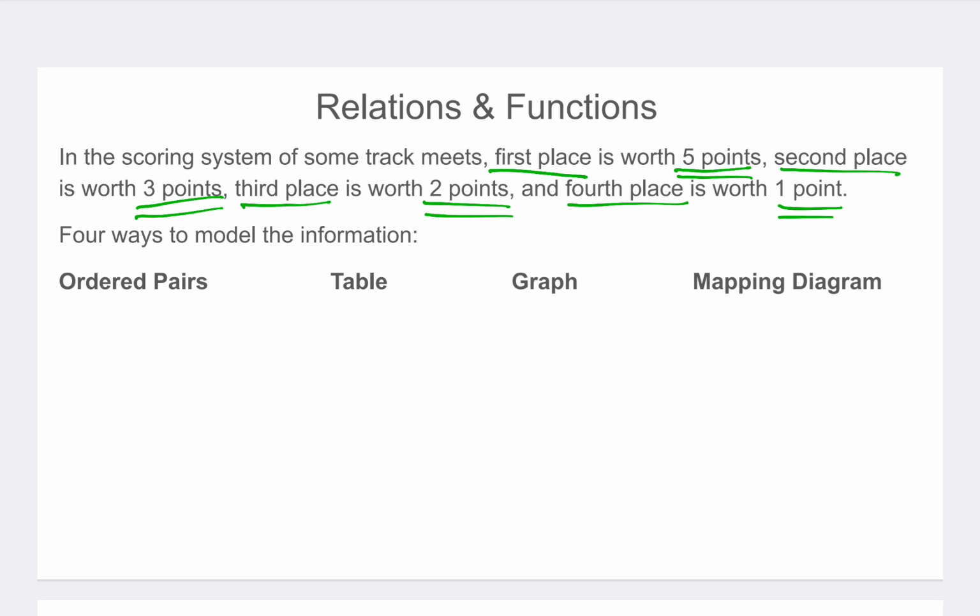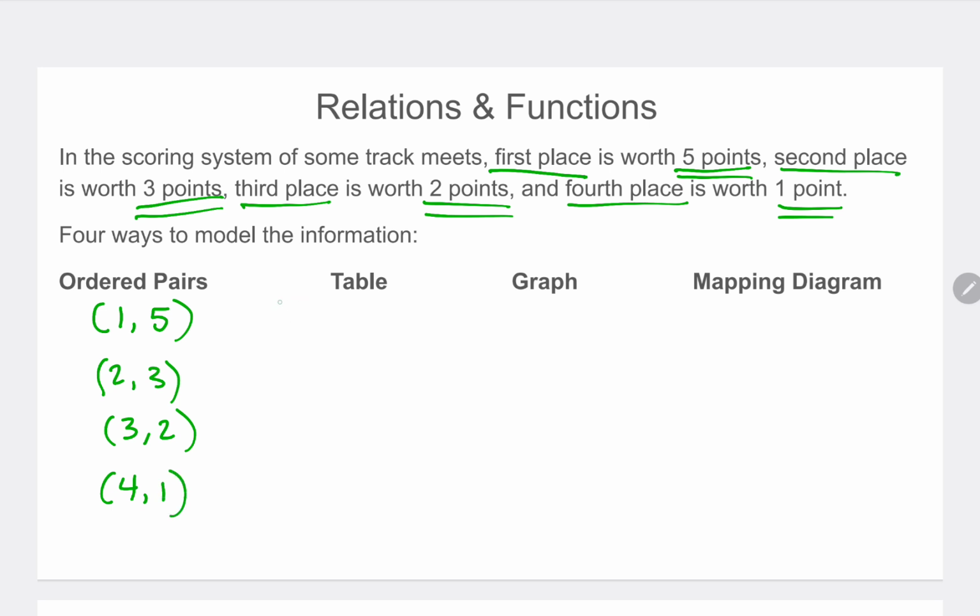There are 4 different ways that we can model a relation and its data. So one is with ordered pairs. Ordered pairs is when we write our data like a point, where our independent variable is written first and our dependent second. So 1, 5, first place is 5 points. Second place is 3 points. Third place is 2 points. Fourth place is 1 point.